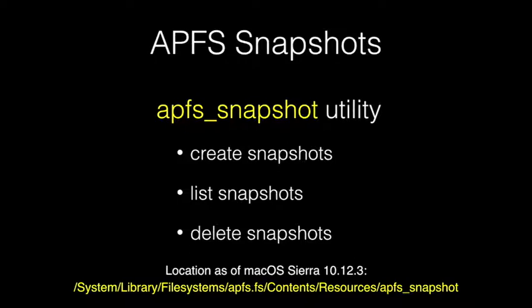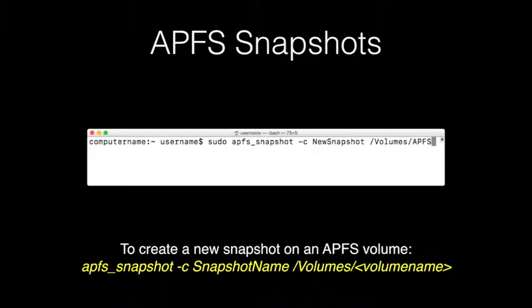Now, Apple also formerly noted in the APFS documentation, because this notice has now disappeared, that the APFS snapshot utility will be disabled in a future release of macOS. So this tool is going to be superseded by another tool at some point. But for right now, it's what we're going to be using to show how snapshots work. So to create a new snapshot on an APFS volume, you can run the command shown on the screen with root privileges. So let's go ahead and do that.